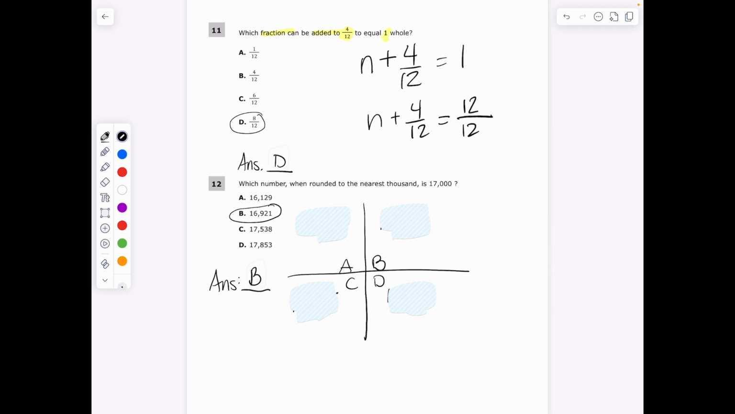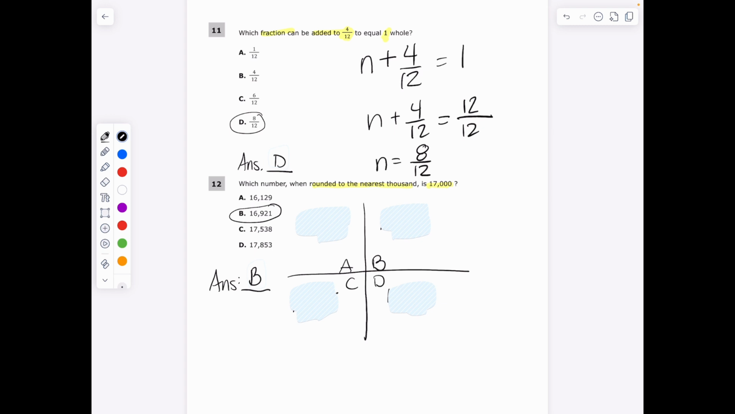And the only thing that would make that true is if n is equal to 8/12, which is D. All right, with the second one on this page, number 12, it's a rounding problem. We want to know which number when rounded to the nearest thousand makes 17,000. So my rule is when we do rounding, we already know what place we're looking for, which is 1,000. So we're going to look at the buddy on the right side.